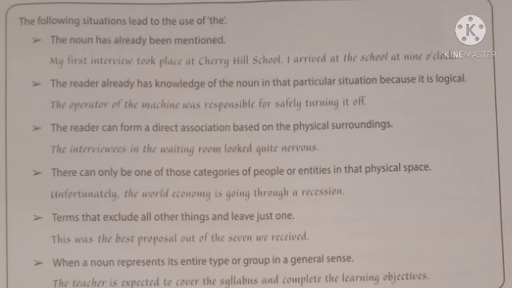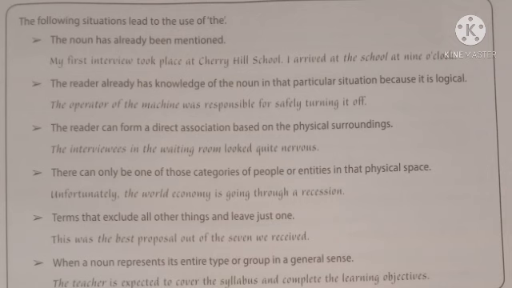Here also, we can use a definite article if you can form a direct association from the physical surroundings. Look at this. The interviewees in the waiting room looked quite nervous. Here, from the physical surroundings, we know that we are talking about specific people, the interviewees. There can be only one of those categories of people or entities in that physical space.